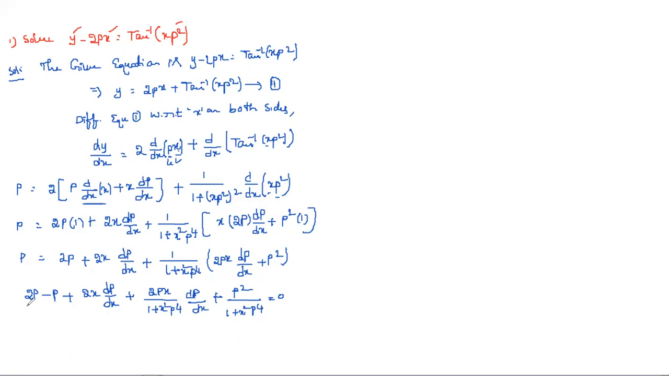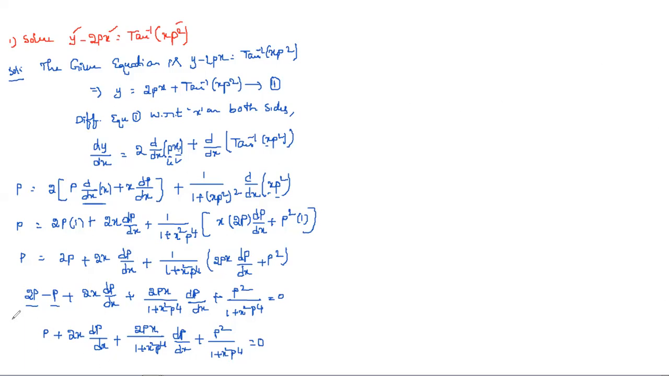And now if you observe, here it is 2p and p. So 2p minus p is nothing but p. So p plus 2x into dp by dx, plus 2px by 1 plus x square p power 4 dp by dx, plus p square by 1 plus x square p power 4 is equal to 0. So I just did 2p minus p is nothing but p, and the remaining I wrote as it is here. And now you can take common terms.